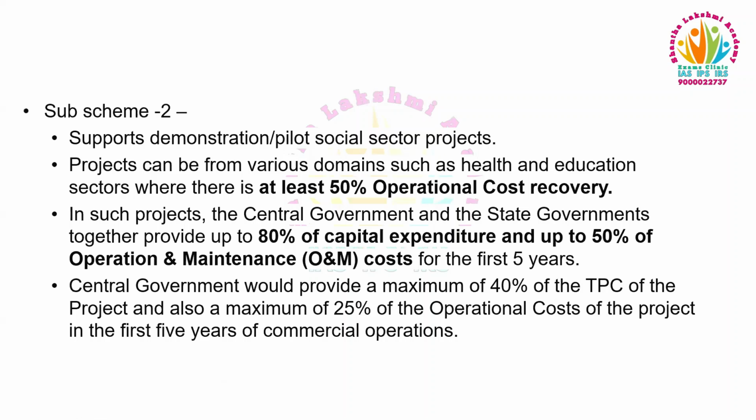Subscheme 2 supports demonstration or pilot social sector projects. Projects can be from various domains such as health and education sectors, where there is at least 50% operational cost recovery. In such projects, the central government and the state governments together provide up to 80% of capital expenditure and up to 50% of operation and maintenance cost for the first 5 years. Central government would provide a maximum of 40% of the TPC of the project and also a maximum of 25% of the operational costs of the project in the first 5 years of the commercial operations.